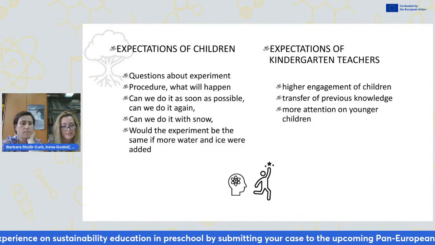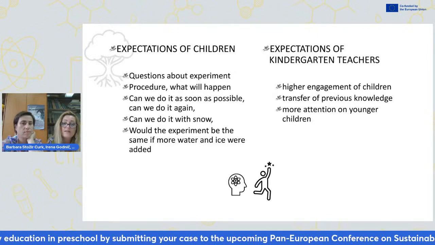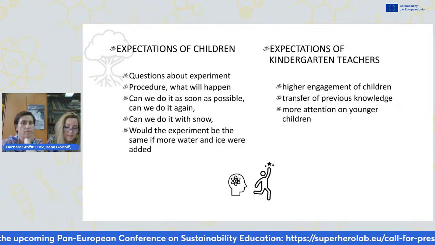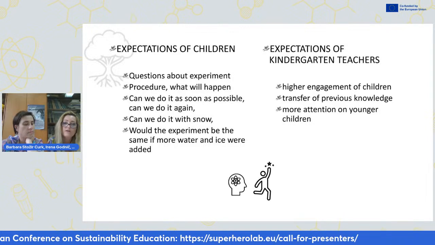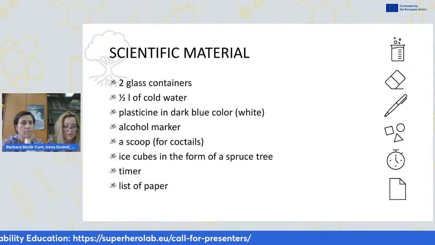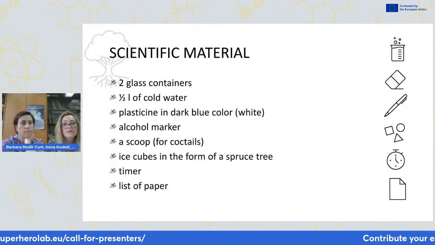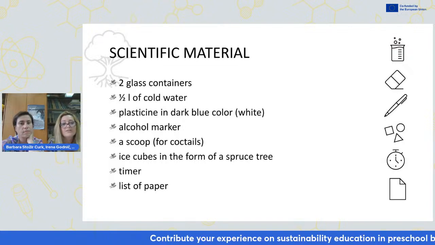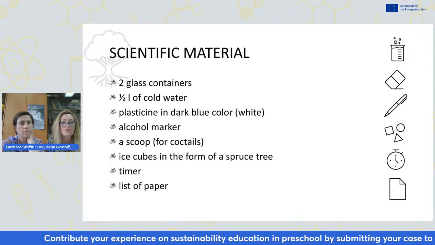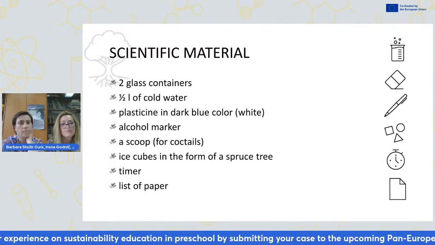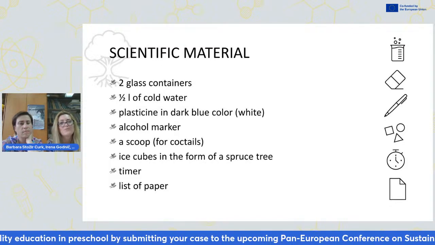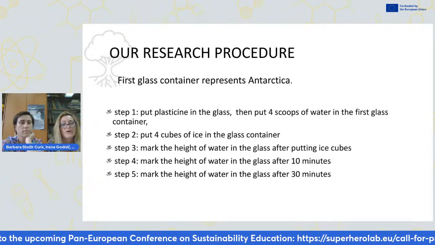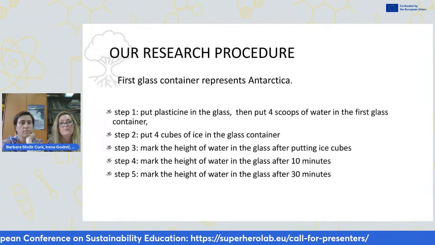So by planning activities, I expected higher engagement of children. I gave more attention to younger children and to how well kids will transfer previous knowledge. So for the experiment, we needed 2 glass containers, half a liter of cold water, plasticine in dark blue color. This was the first experiment. Then we switched to white. Alcohol marker, a small scoop for cocktails, ice cubes in the form of a spruce tree, timer, and of course, a sheet of paper. So our research procedure, the first glass container represents Antarctica.